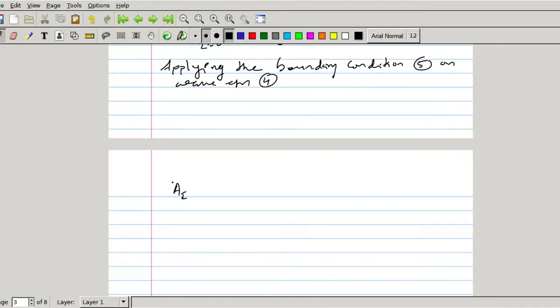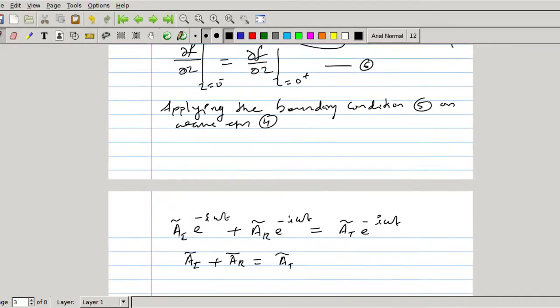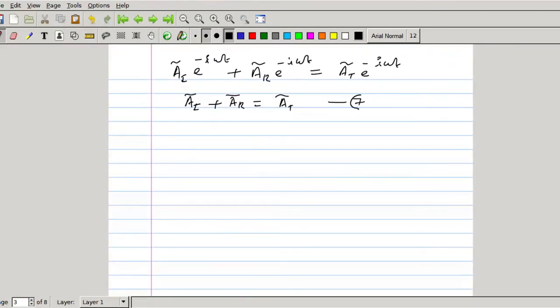So applying boundary condition 5 on equation 4, we get A incident e raised to minus I omega t plus A reflected e raised to minus I omega t equal to A transmitted e raised to minus I omega t. E raised to minus I omega t will get cancelled. So we have A_i plus A_r equal to A_t, where all these are complex amplitudes. I am taking this as equation number 7.